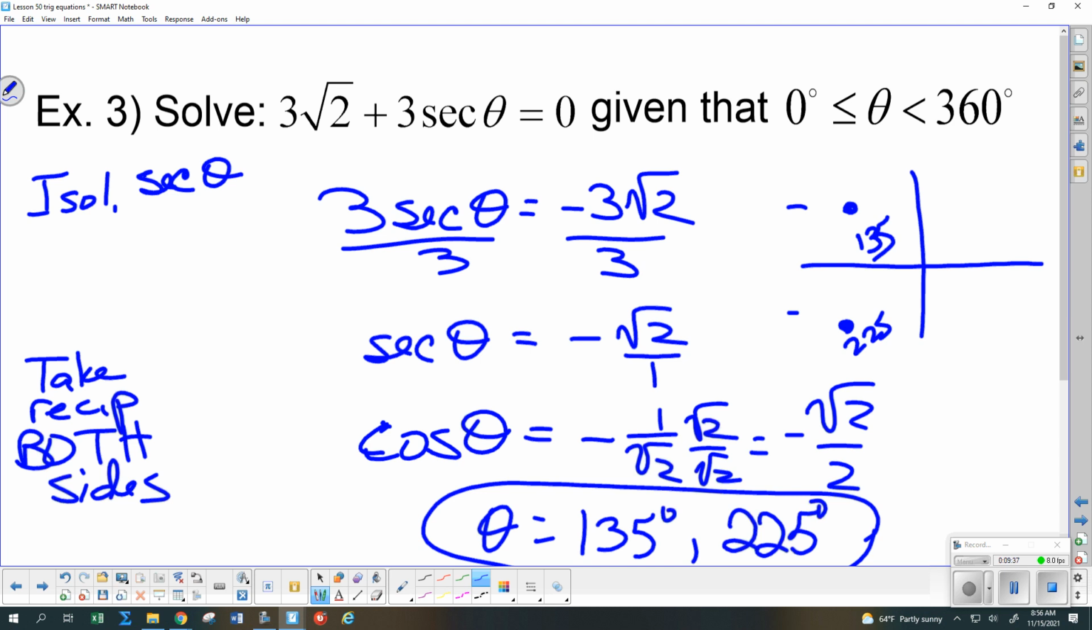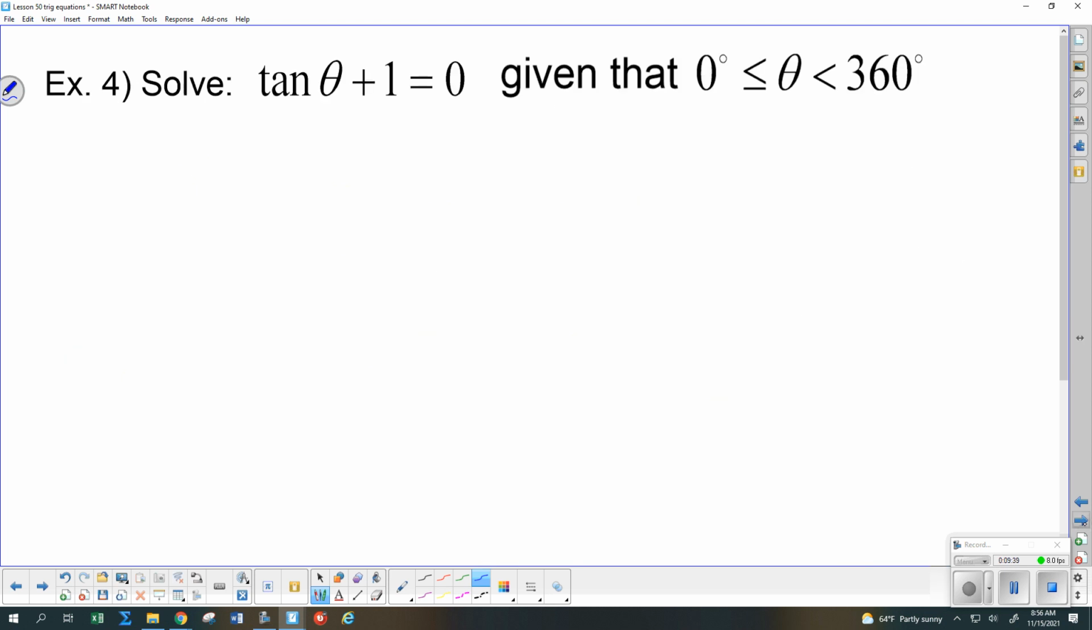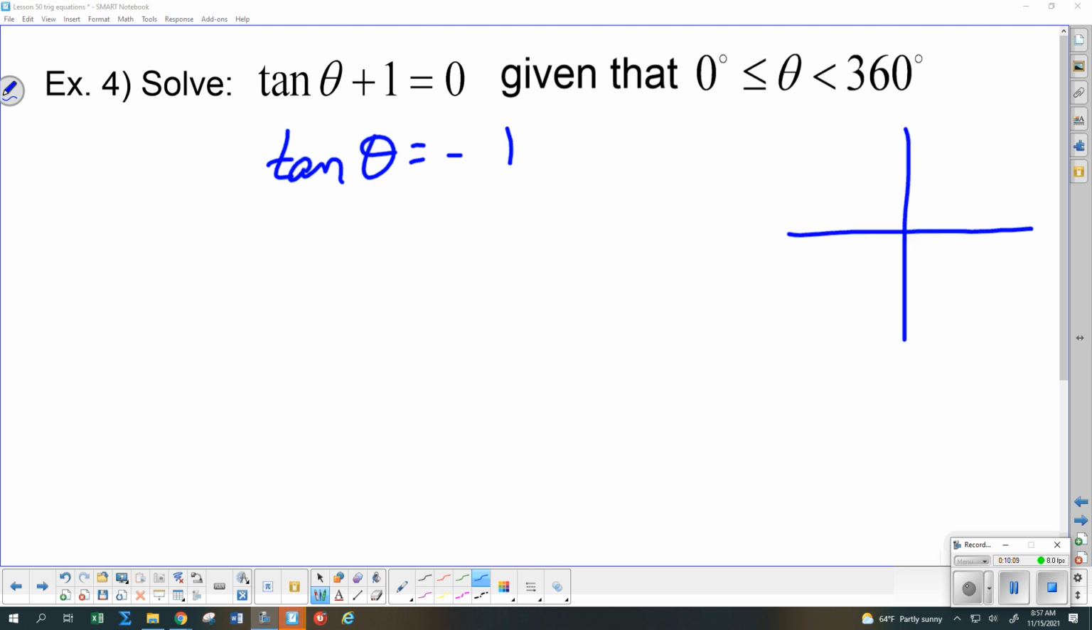Final example today, I want you guys to do on your own. So isolate tangent. Is tangent one you know a unit circle for? So you don't need to take reciprocals. Just isolate tangent and write down the degrees that would make that true. So everybody have tangent is -1. So first thing, which quadrants is tangent going to be negative?